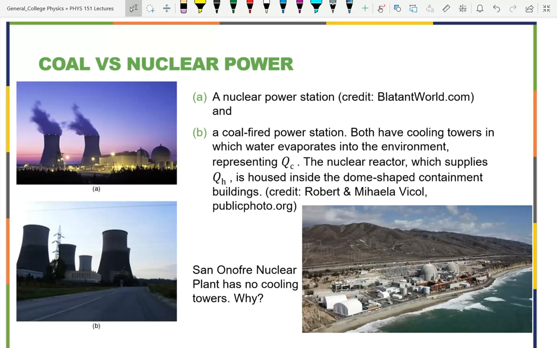And so what do you do with that? You have this wasted material that you can't do anything with. So that's the big problem with nuclear power. What are you going to do with your waste product?